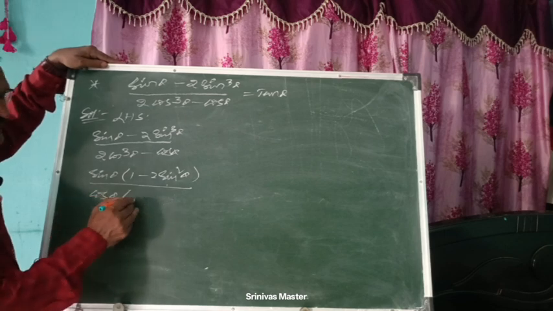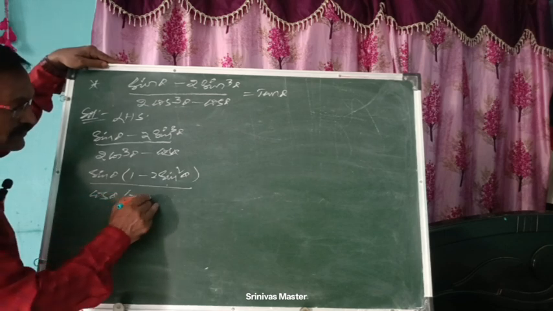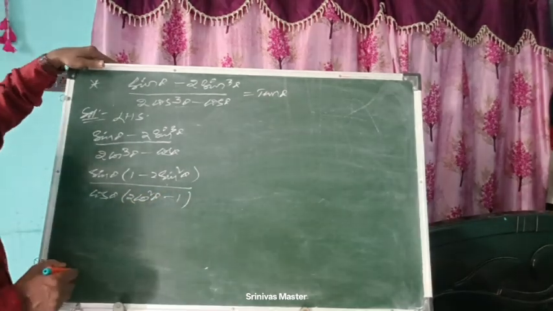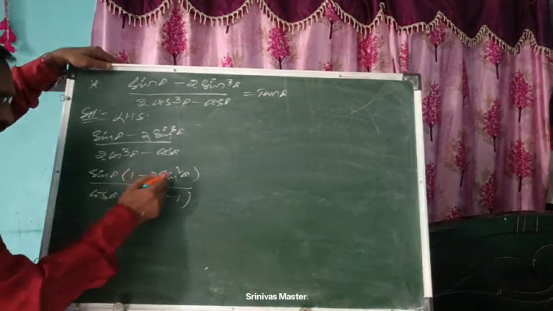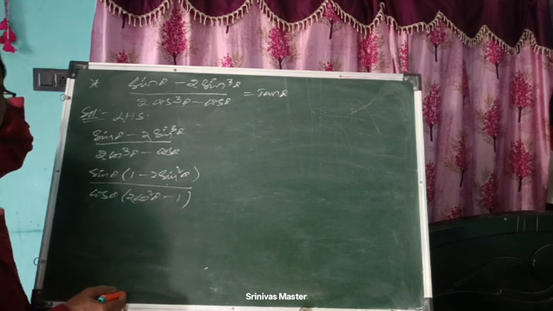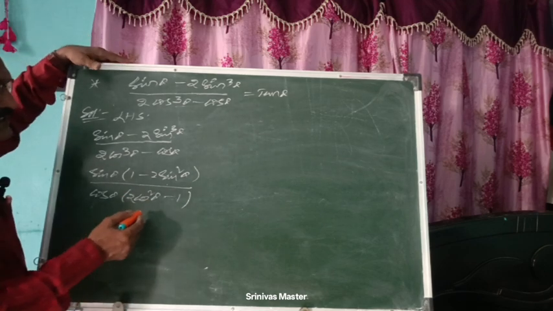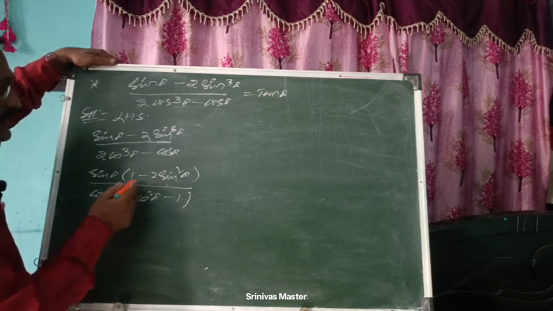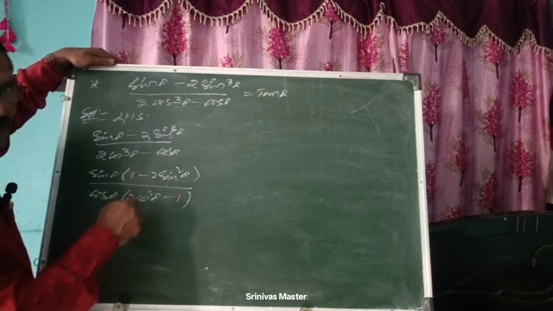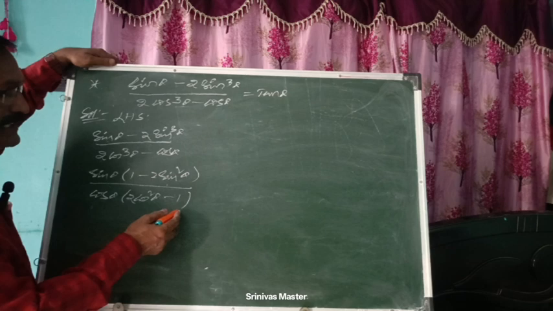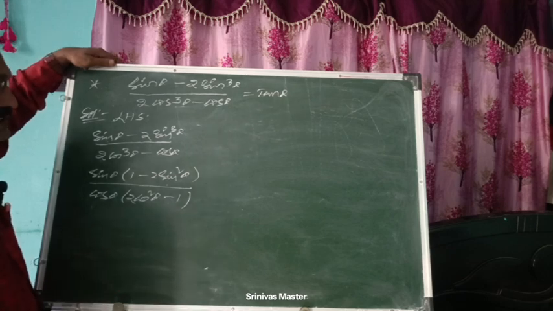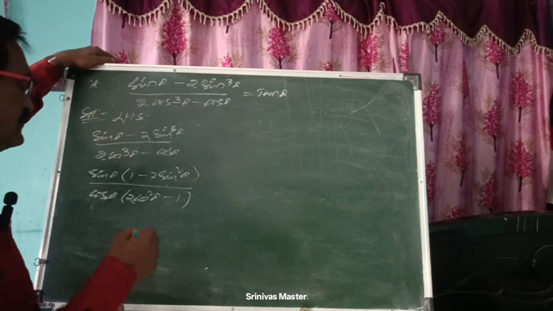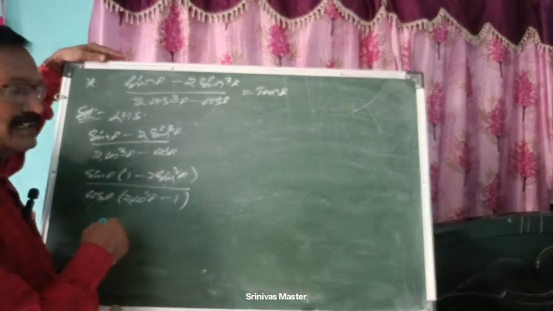If we take cos theta as a common factor, then the remaining is 2 cos square theta minus 1. Now we can cancel 1 minus 2 sin square theta by 2 cos square theta minus 1. Because of one of the identities, 1 minus 2 sin square theta equals cos 2 theta, and 2 cos square theta minus 1 also equals cos 2 theta. But you should not apply that formula. You should apply only the trigonometric identity from standard 10th.